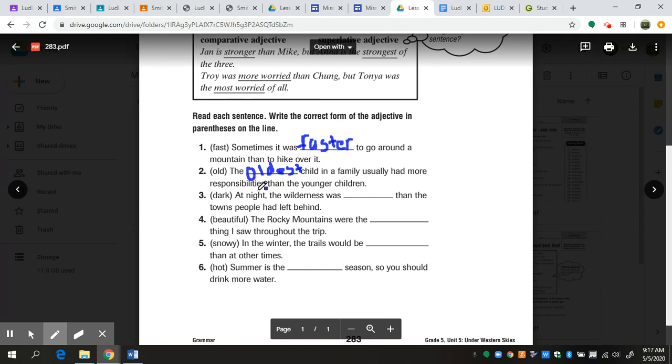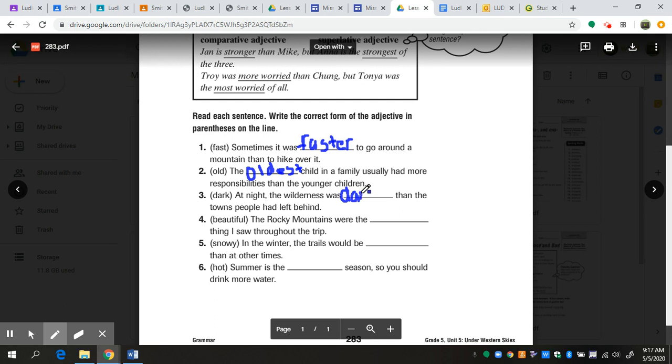And I'll do one more with you. At night, the wilderness was blank than the towns the people had left behind. I am comparing the wilderness to the towns. This is one thing to a group of something else. So it's still one to one, which is comparative. At night, the wilderness was darker than the towns the people had left behind.